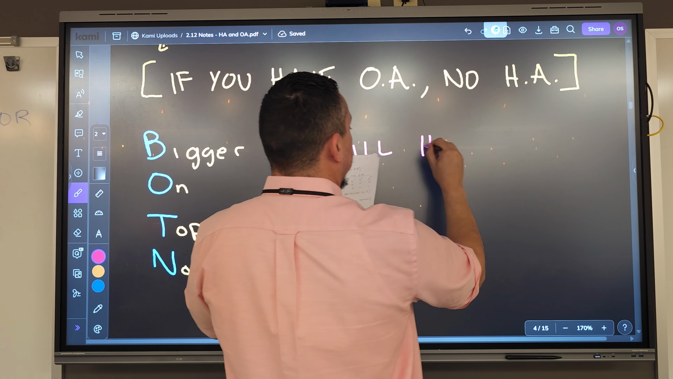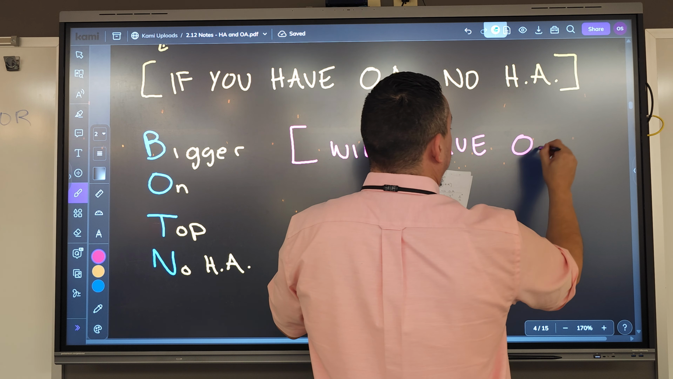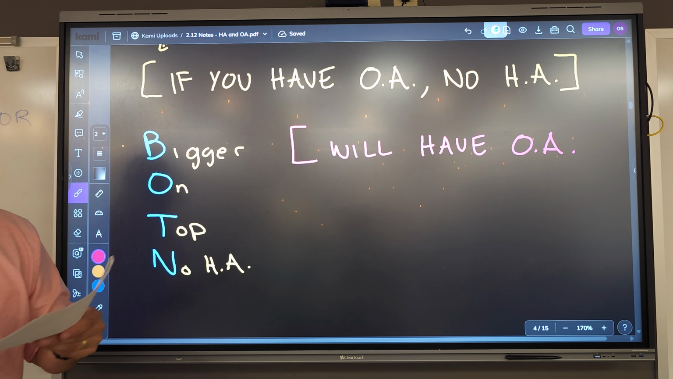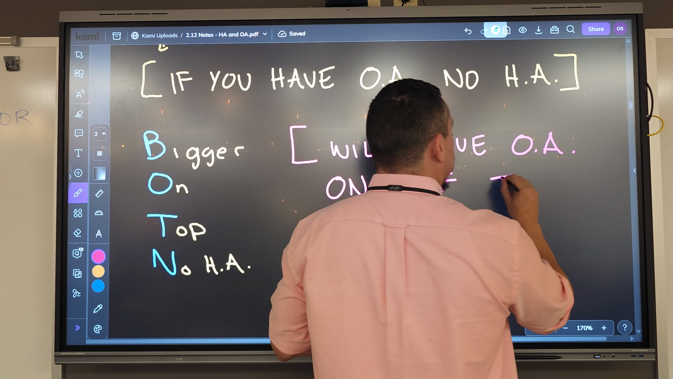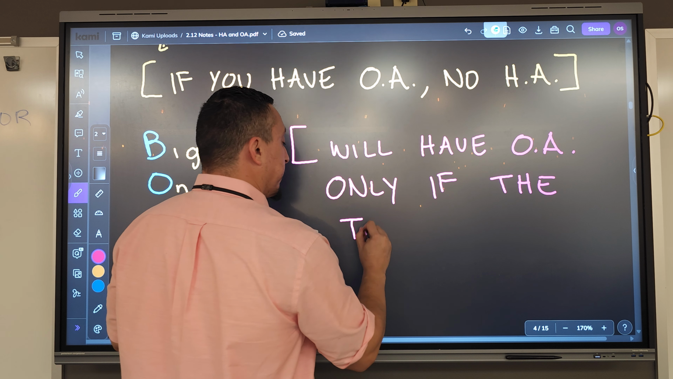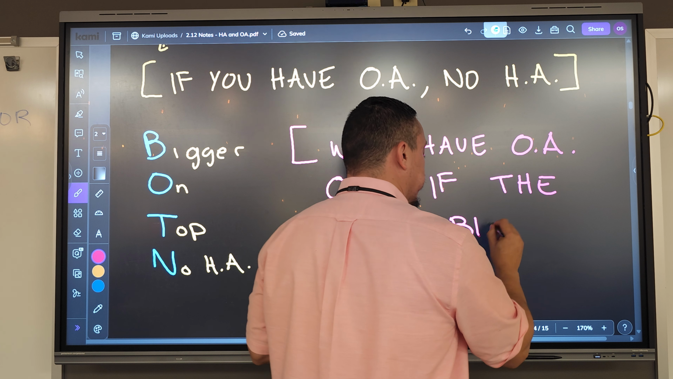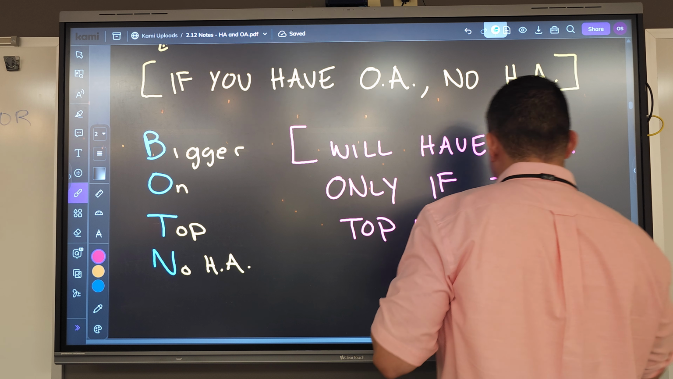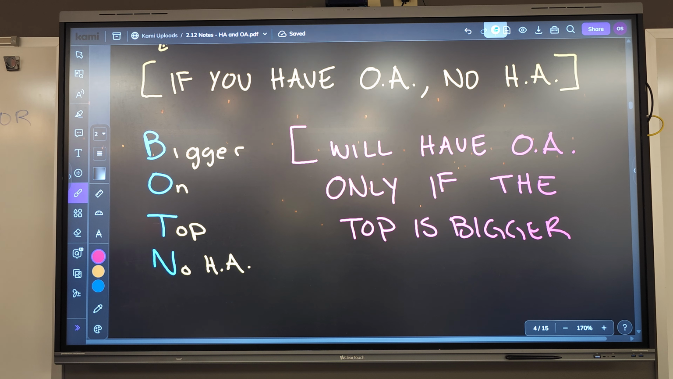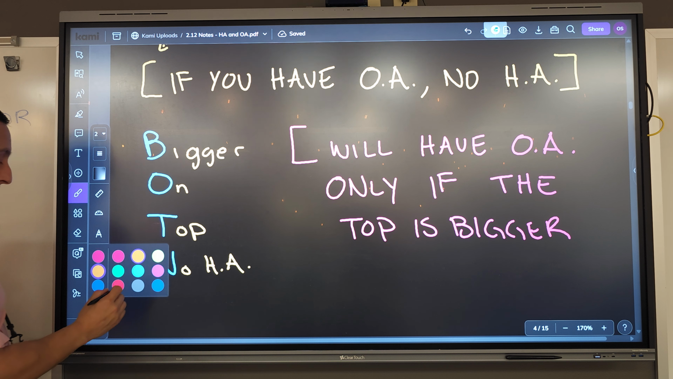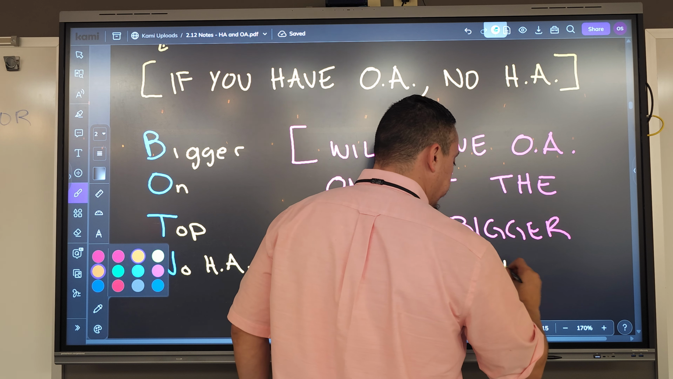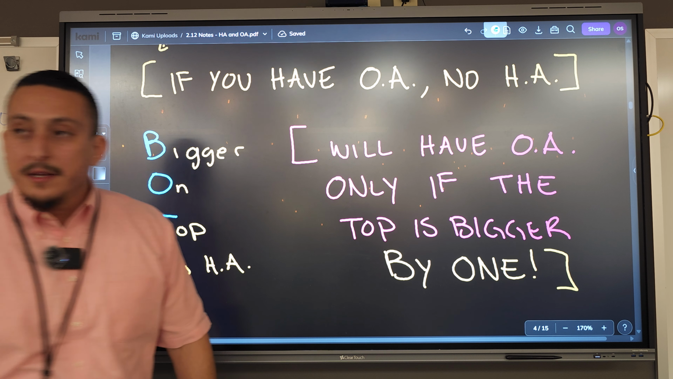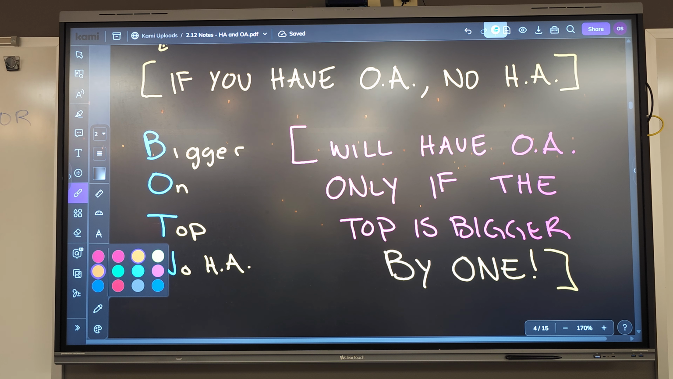We'll have an OA, so an oblique asymptote, okay? Only if the top is bigger. So up to there, there's no difference, right? It's still just bigger, okay? But here's the main point. So I'm going to change colors here. It has to be bigger by 1. Okay, that's the main point. That it has to not just be bigger, but bigger by 1.